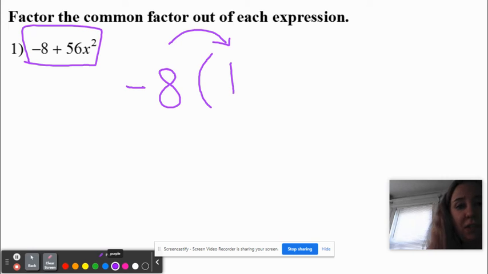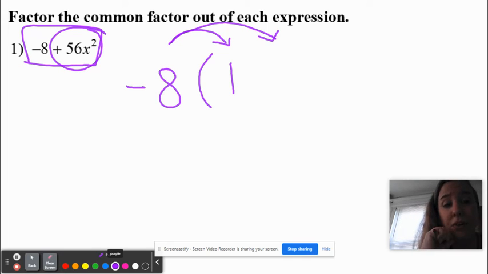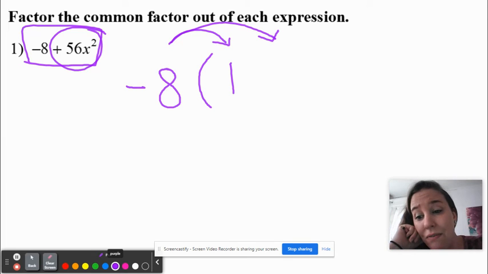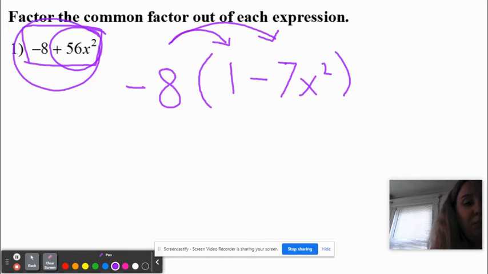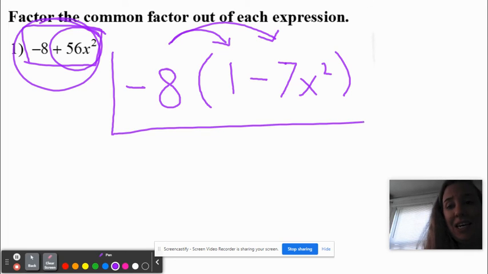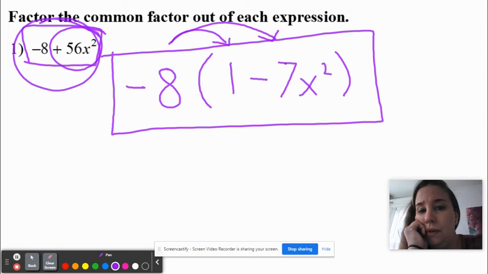Then we have to ask ourselves, okay, negative 8 times what brings me to 56x squared? So it's a positive 56x that we're shooting for, right? So a negative times a negative gives me a positive, and 8 times 7 is 56. And then, of course, the x squared on the end. So we have factored this original problem to make it look like this after we break it down, right?